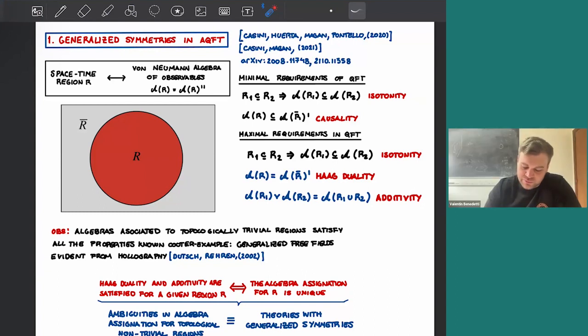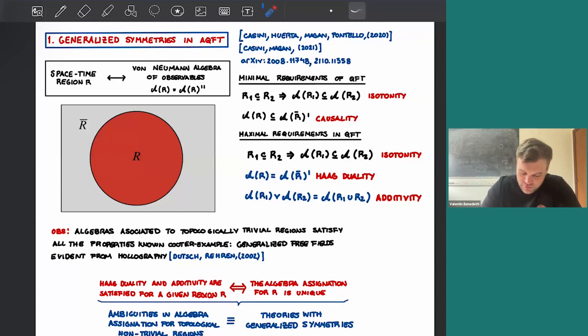So there are more requirements we can ask of these algebras in quantum field theory. The first one is Haag duality, which is essentially the saturation of causality, namely that the algebra of a region is the same as the commutant of the algebra of the complementary region. And additivity, which implies that the algebra generated by the algebras of two regions is the algebra of the union of the regions. These properties are not obligatory, but in some ways a bit desirable.